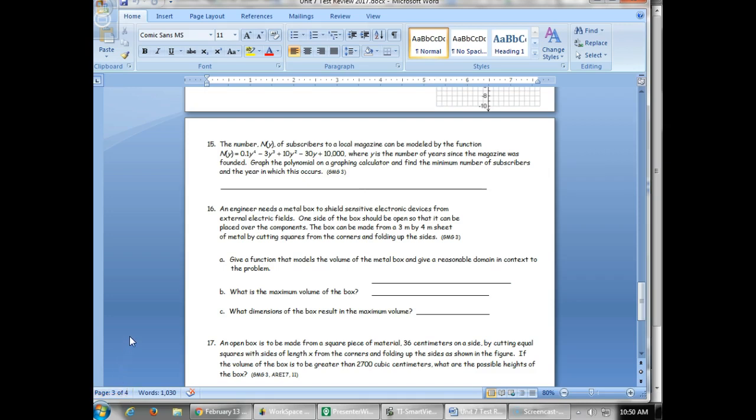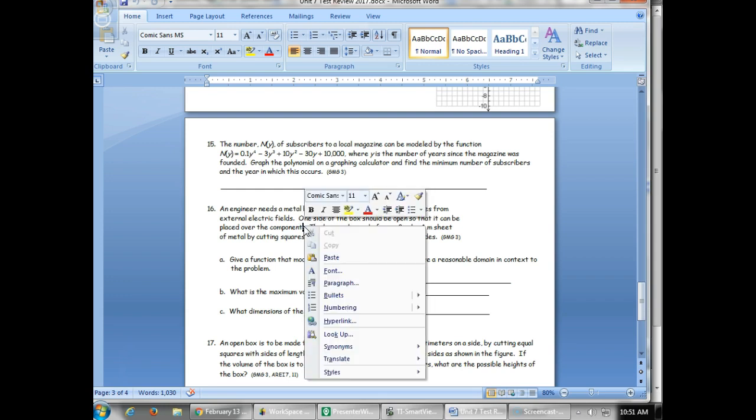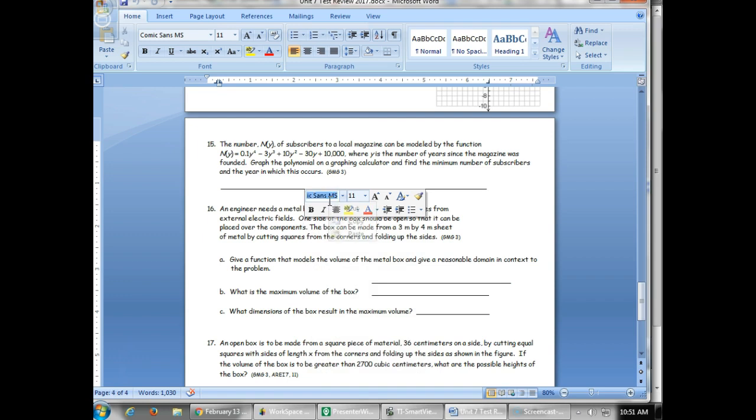So it says an engineer needs a metal box to shield sensitive electronic devices from external electric fields. One side of the box should be open so that it can be placed over the components. So this is just the same situation we've been dealing with. Okay, so you're going to draw your little corners in and figure out what you need to do.